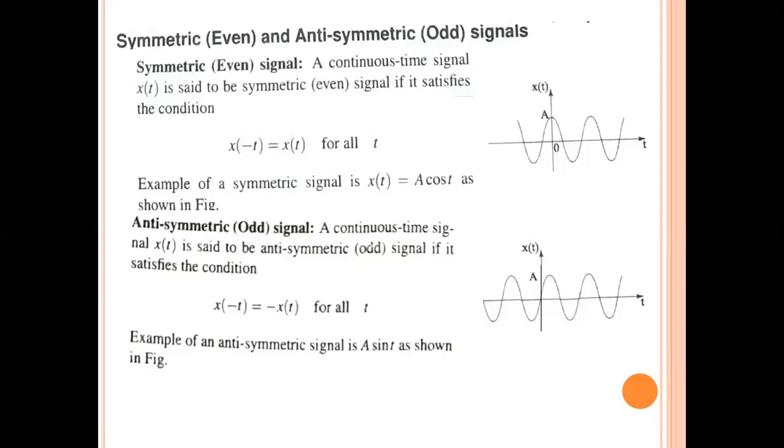The continuous time signal x of t is said to be a symmetric or even signal if it satisfies the condition that x of minus t is equal to x of t for all values of time. That means, what is the best example for an even function? Even function means even though you are considering negative x of minus t, again you are getting the same function. So x of t is a cos function. Now what is cos of minus t?